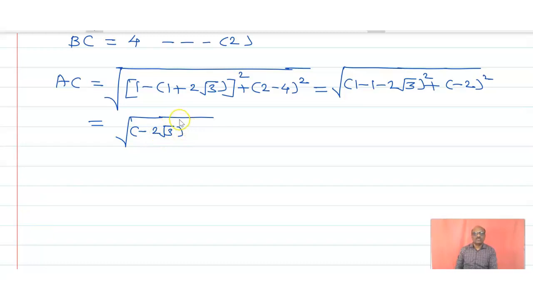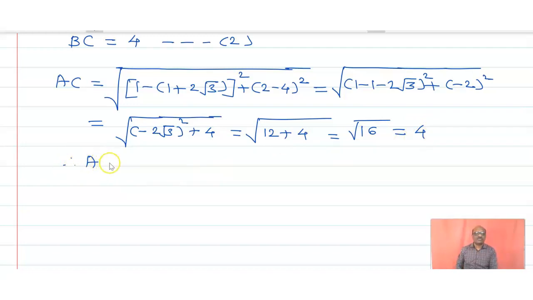Root 3, it's a square. Minus 2 चा square किती आला? 4 आला. Minus 2 root 3, त्याचा square किती आला? 4 into 3, 12 plus 4, and that is equals to root of 16, and you will get the 4. Therefore, AC is equals to 4.